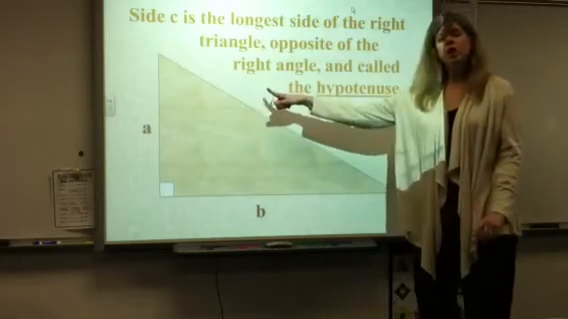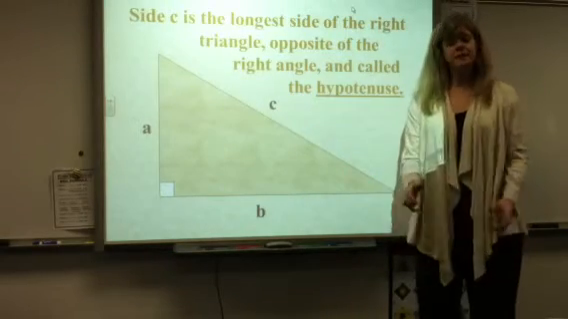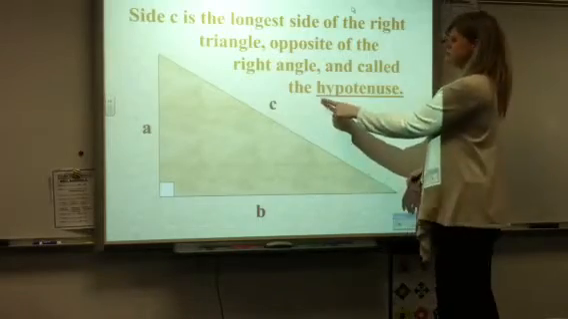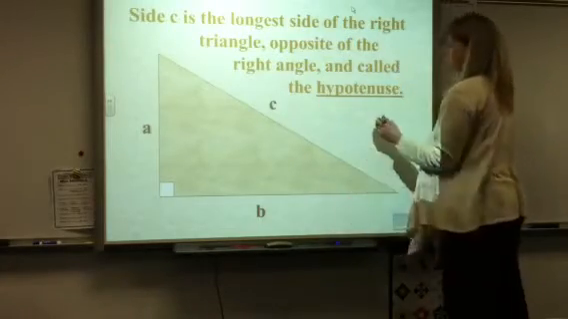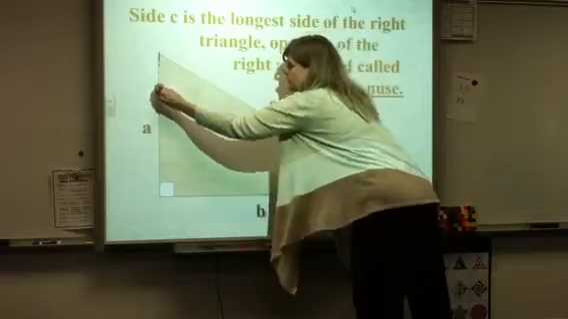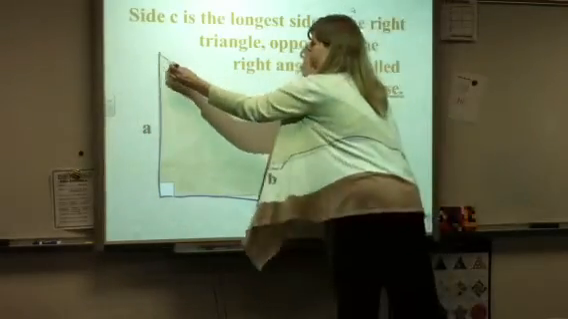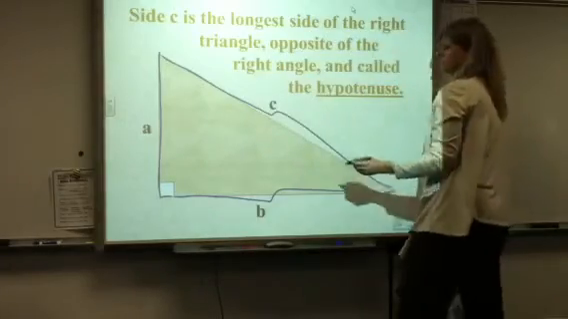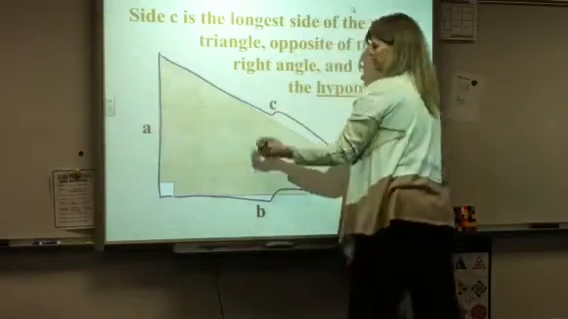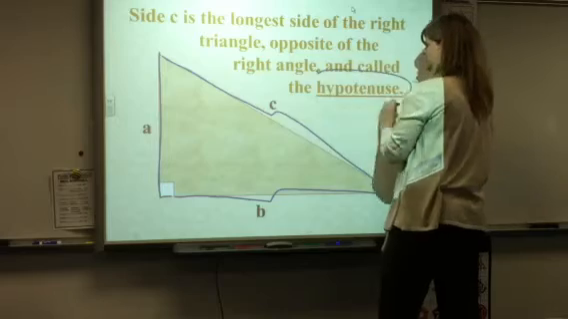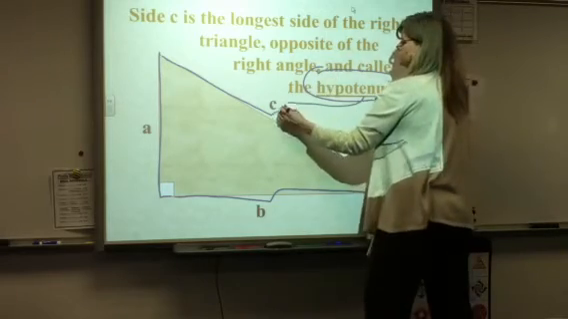Side C is the longest side, and they gave it a very special name called the hypotenuse. Please write that down. In fact, go ahead and draw this right triangle, with A, B, and C as the hypotenuse.